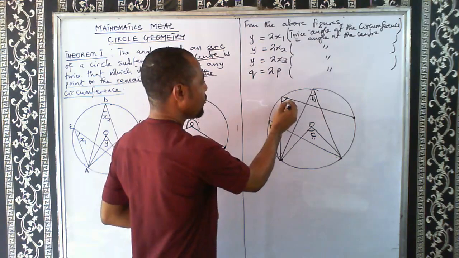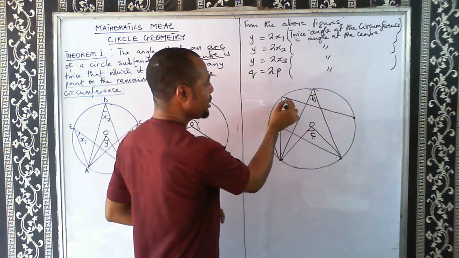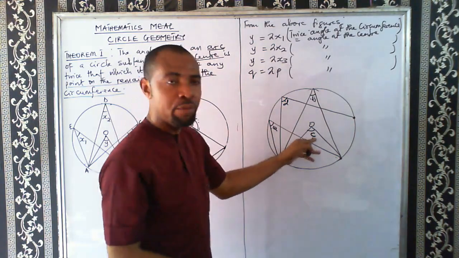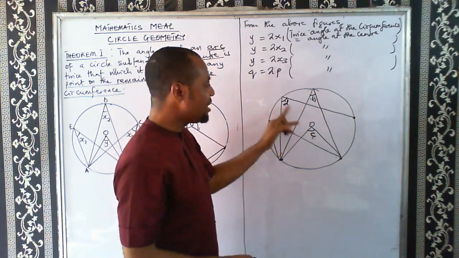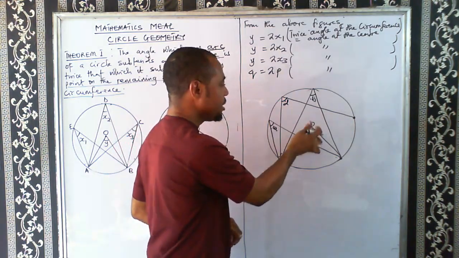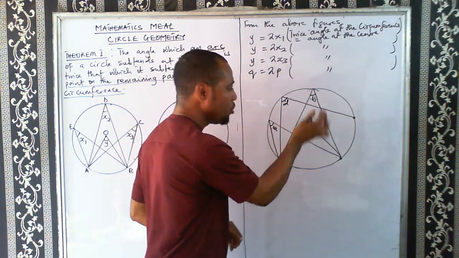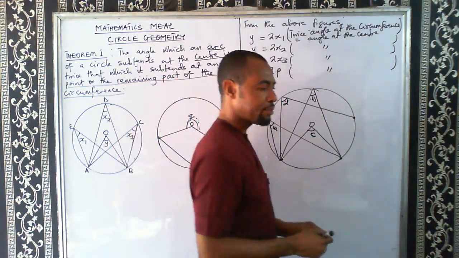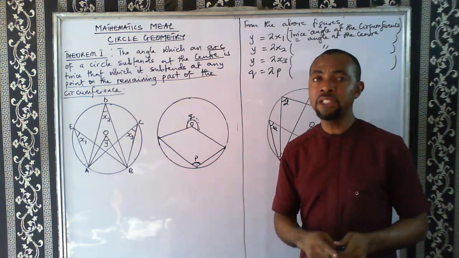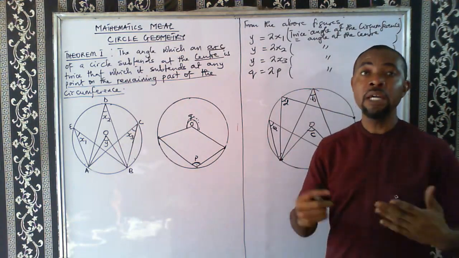But if I have angle D here, twice D, even though D is at the circumference, will not give me C. Twice D will not give me C. Why? The arc that produced D is different from the arc that produced C, which is at the center. I think that's enough. So in our next video, our business is to start using this theorem in solving problems.